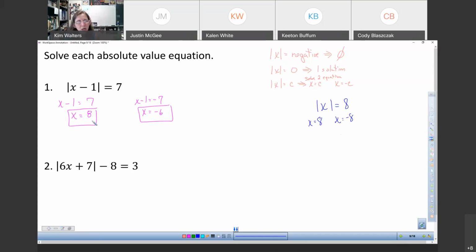Yes, ma'am. Okay, the short version is that what's inside the absolute value could either be positive or negative, and I had to take both of those into account. Okay.